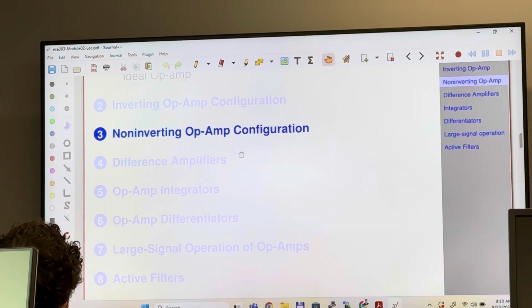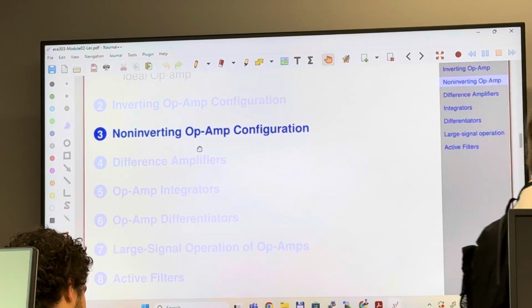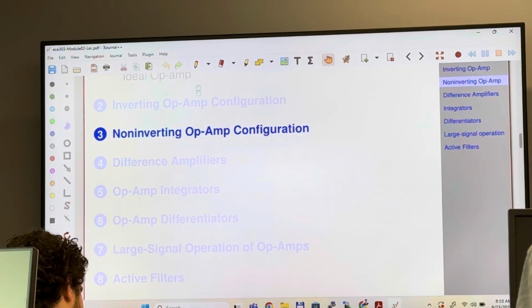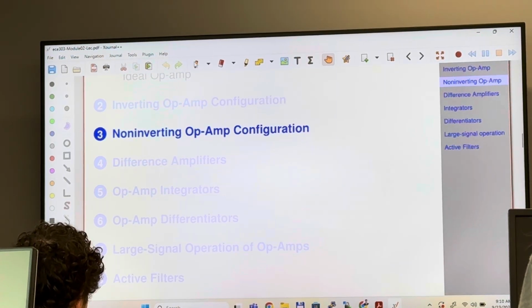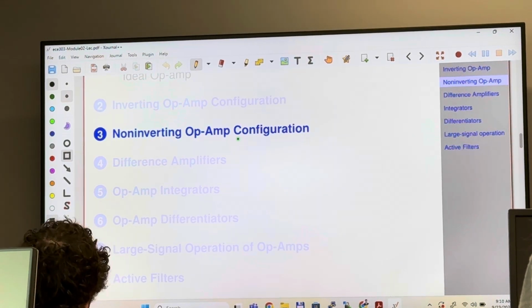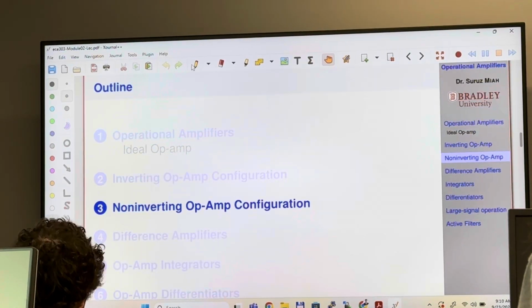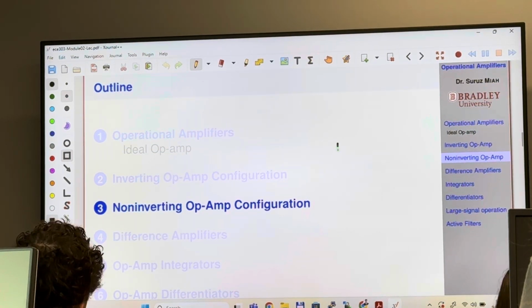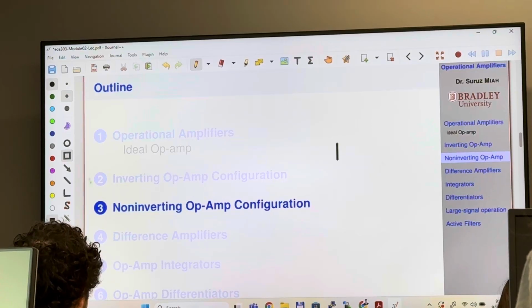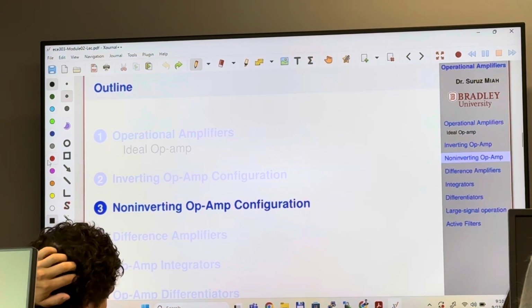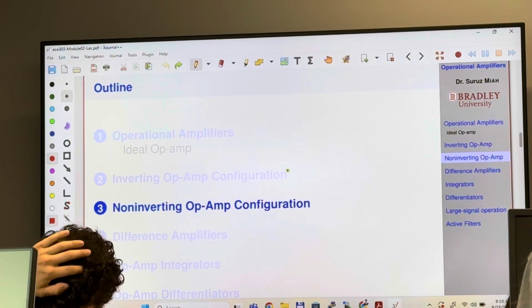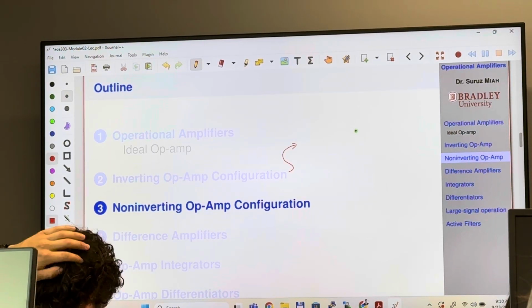Today we are going to go through the non-inverting operational amplifier configuration. So, non-inverting operational amplifier configuration. One thing, just a simple recap. Please pay attention, guys. A simple recap. Inverting operational amplifier, what did we do?